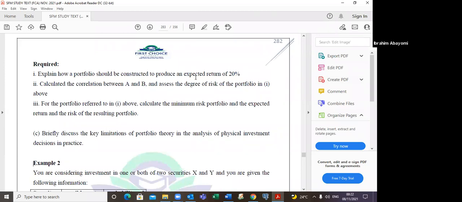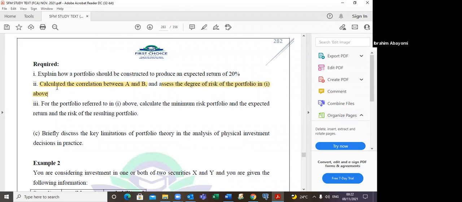Explain how a portfolio should be constructed. Okay, calculate the correlation of A and B and assess the what? So it's two requirements in one. Calculate the correlation between A and B. We have done that. The second part is what? Assess the degree of the risk of the portfolio in one above.